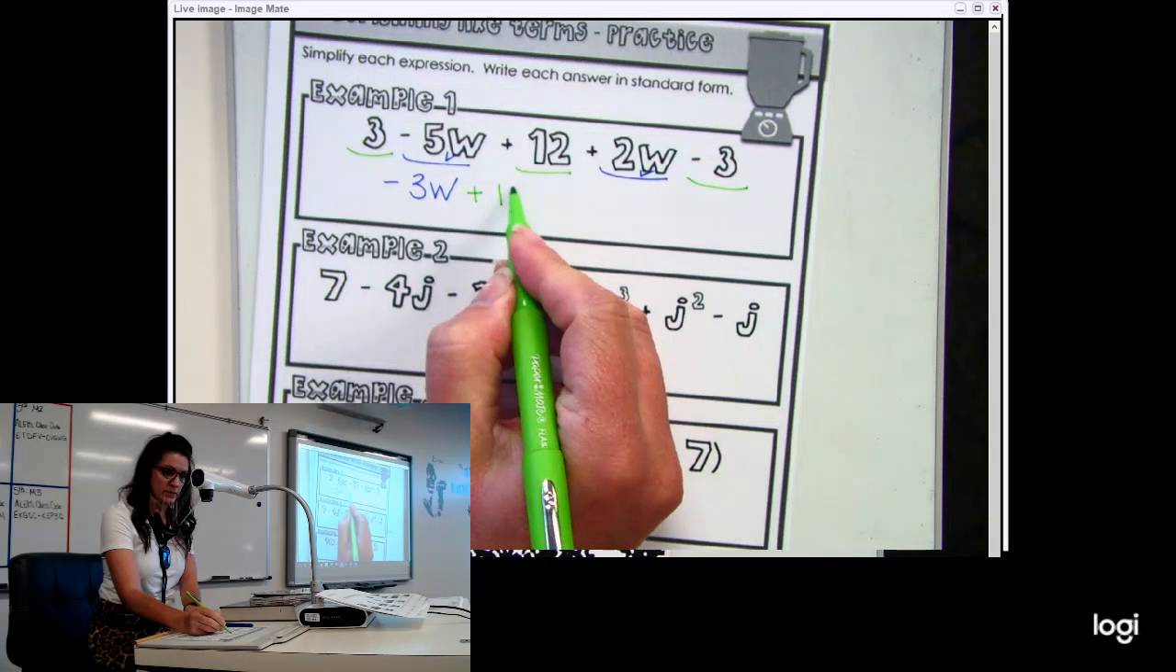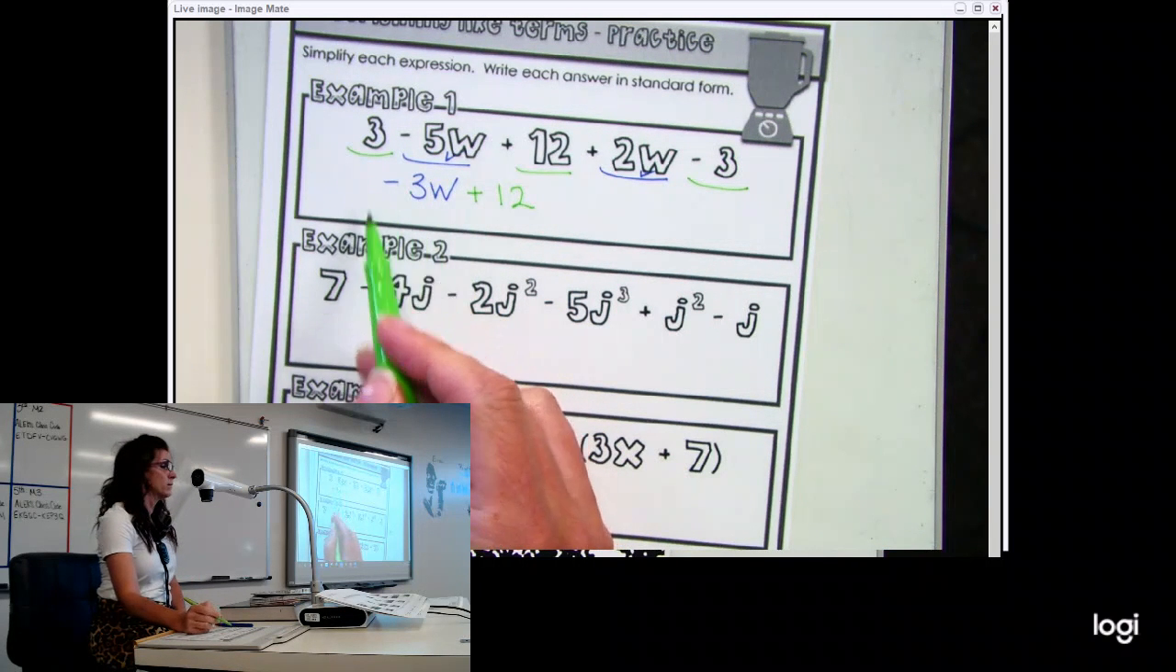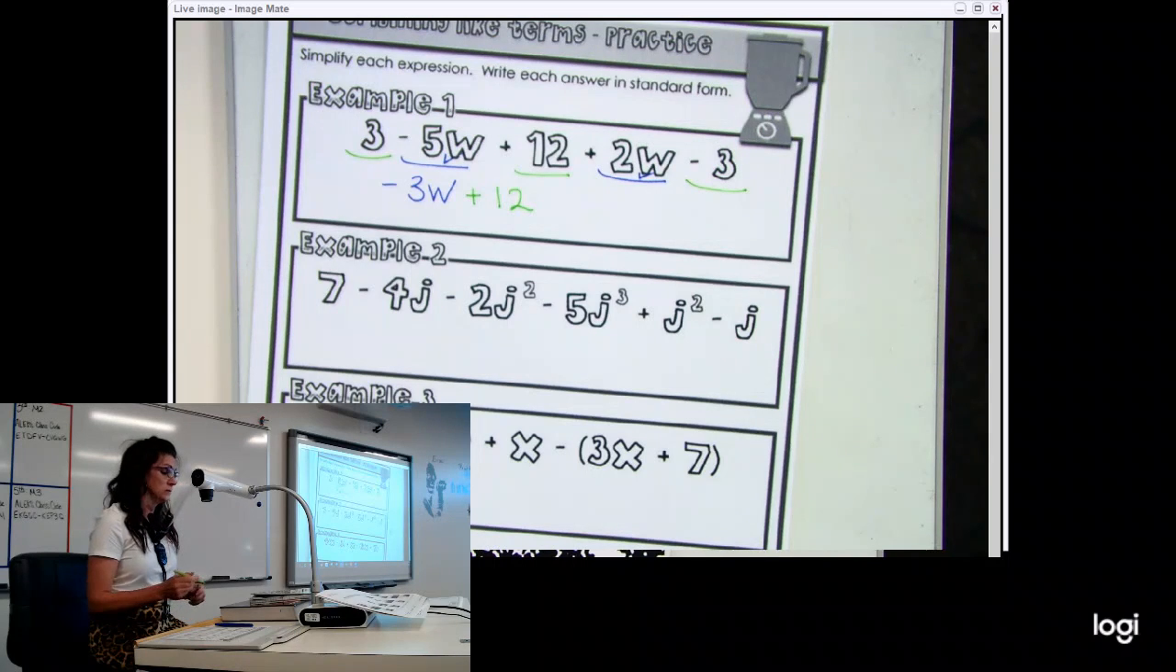Now, for whatever reason, sometimes people want to keep going and combine those. Should I? No. No, that's done, right? Those are our like terms.